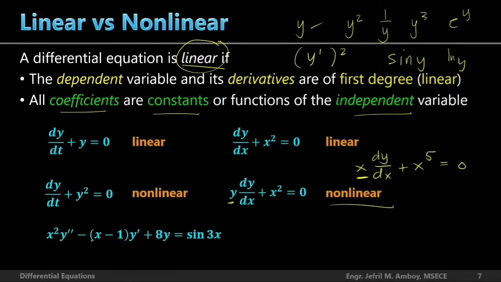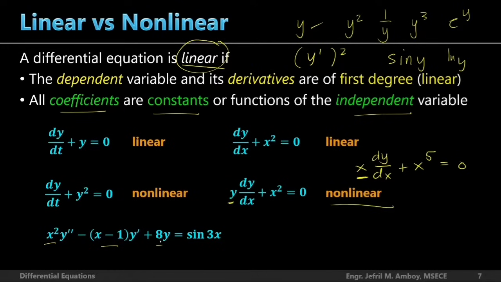x squared y double prime minus (x minus 1) y prime plus 8y equals sine of 3x. Let us analyze. Ano ang mga coefficient dito? So, ang coefficient natin ay x squared, x minus 1 at 8. So, these are functions of the independent variable x.